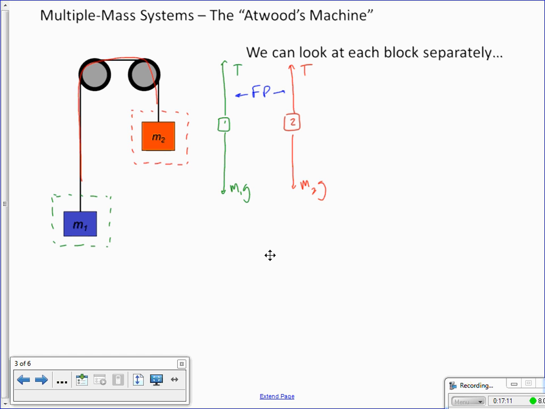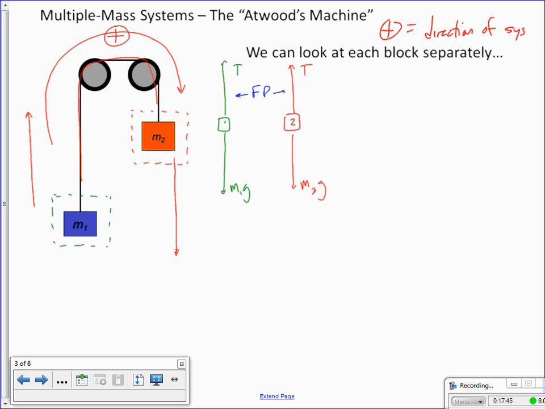Because what we have to sort of say is, if this system accelerates that way, then anything in that direction, let's call positive. So for M1, up is positive, because M1 accelerates this way. For M2, down is positive, because M2 accelerates that way. All right, that's a tricky thing with a lot of these problems. But get an idea for what direction the whole system accelerates, call that direction positive. Positive equals direction of system acceleration.